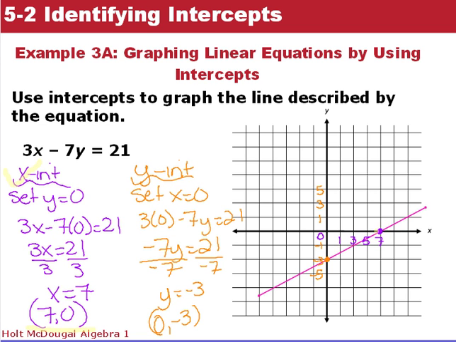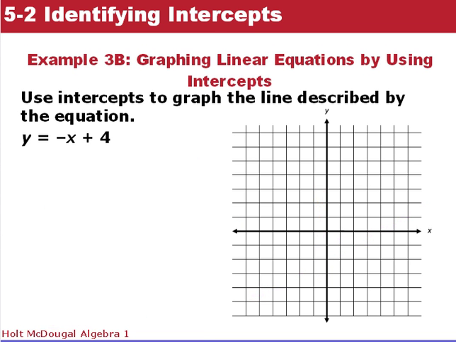Find our y-intercept. We set x equal to 0, leaving us with negative 7y equals 21. Dividing both sides by negative 7, y equals negative 3. So we plot the ordered pair (0, -3). And then we draw a line connecting them. And notice that the line extends past the points. It is a line that goes on forever, both directions.